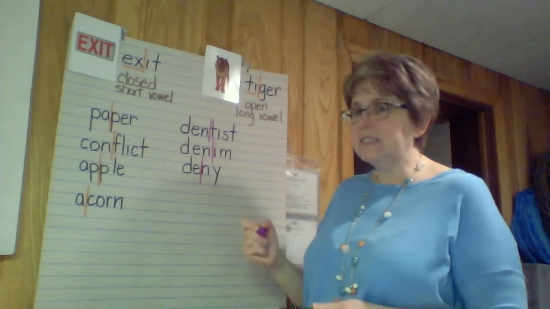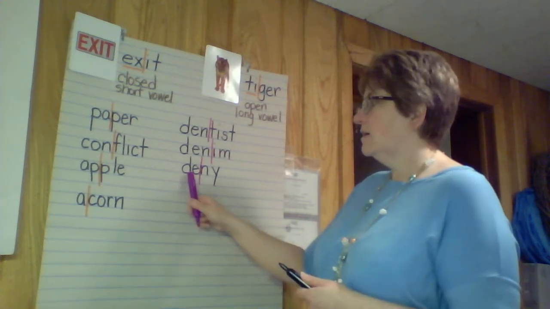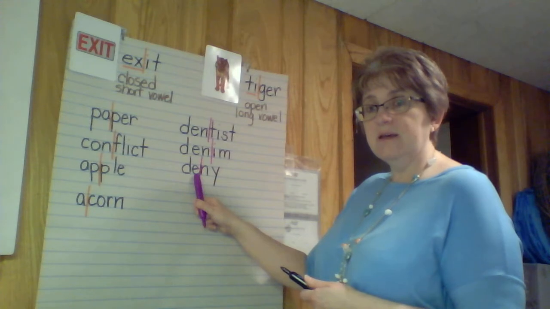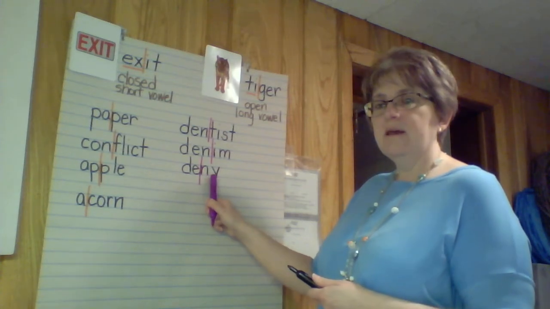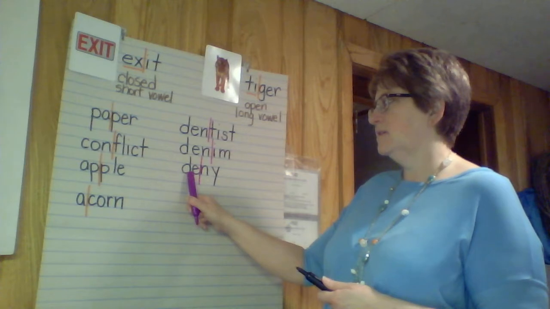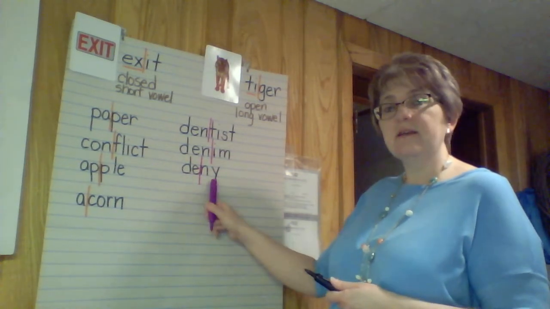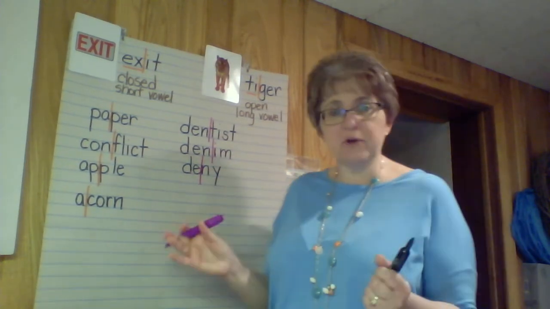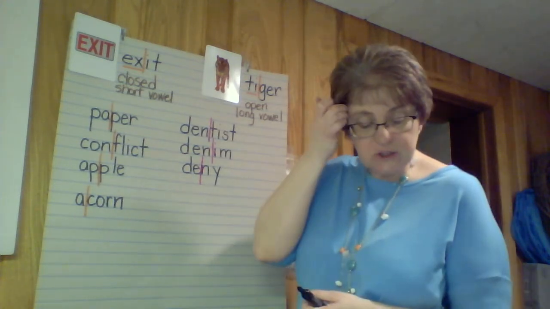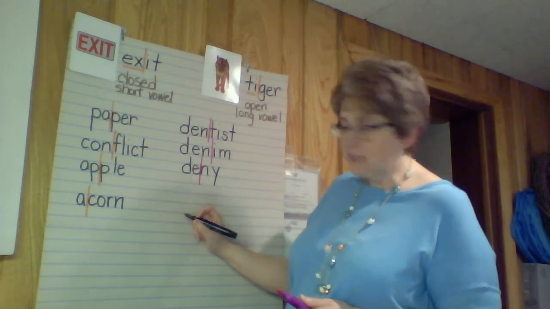Because sometimes it's easy to try it with the long vowel first and then see if it makes sense. D, E, N, and this time the Y says I. De, nigh, deny, deny. To deny something means you're not going to let it happen. Okay? All right. Let's try just a couple more today. All right. Let's try this one.